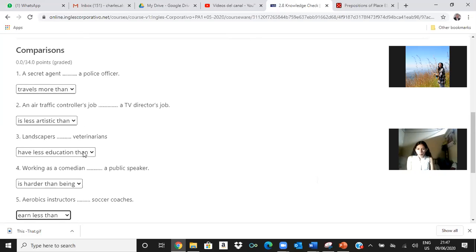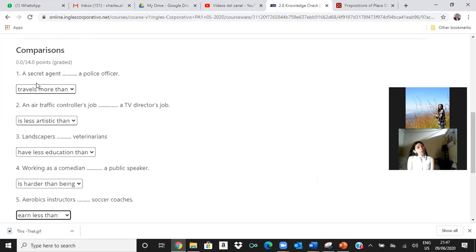All right. So, number one, we have what? Adjective, noun, or past participle? Verb. What is the verb? Travels. And if you see here, it has an S. Why? Because it's in the, remember, simple present? Third person singular. Very good.